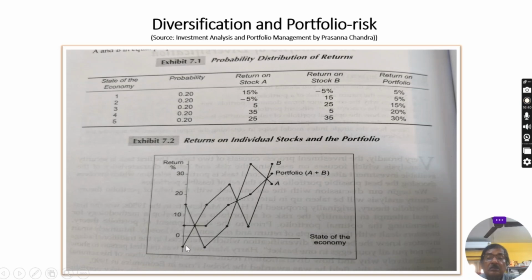This is graph A. This is your 15%, then minus 5, and then stock A is 5%. What is stock A? This is the 15% for stock A, and then 35%.